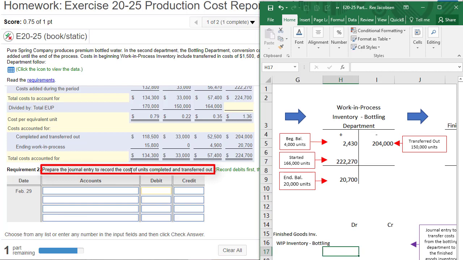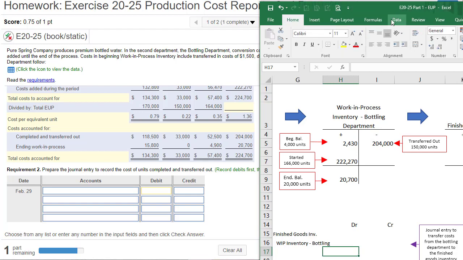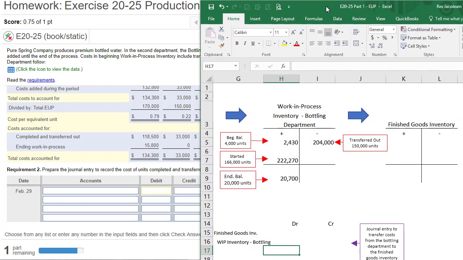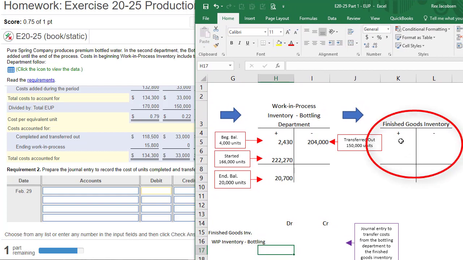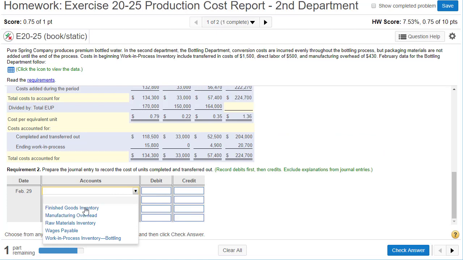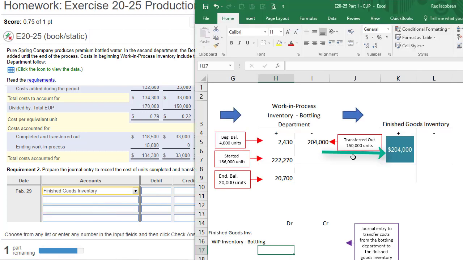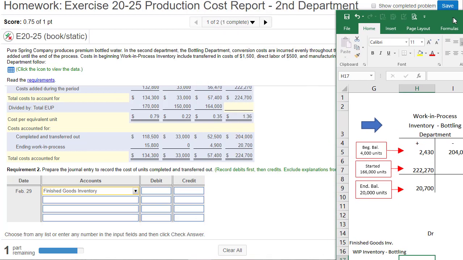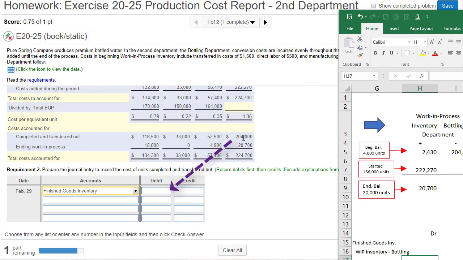And now what our homework is asking us for, it says, prepare the journal entry to record costs of units completed and transferred out. So transferred out of this department. So when costs are transferred out of this department, where are they transferred to? They are transferred to the finished goods. So the finished goods is going to be the debit. And what amount does the finished goods get as a debit when these units are transferred out? Do they get the quantity of units or they get the cost? Well, they get the cost. So this will be finished goods, and the dollar amount is 204,000. And again, we got that from right here, 204,000.